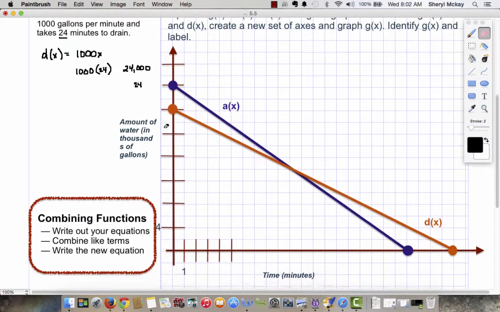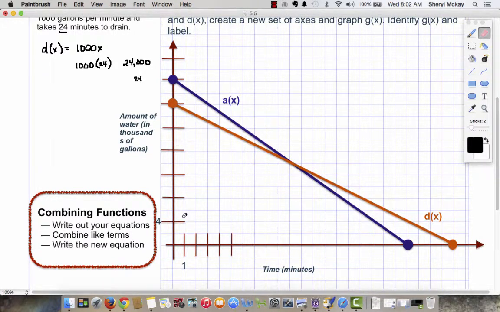And I know that it took 24 minutes, so that means it was at 0, right? I'm sorry, 24 is right here. Not at Allie's, but at Dane's, d of x, right? He started at 24. So this right here is 24. And we know that it took 24 minutes. So this is 24 minutes, okay? 24 minutes, and it is draining, and he started at 24,000 gallons.